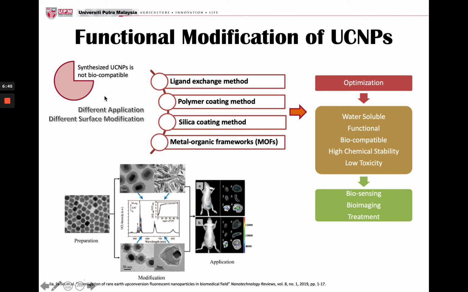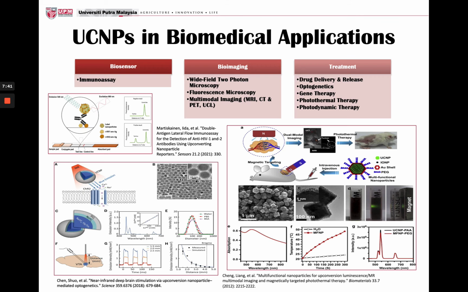Okay, the synthesized UCNP, upconversion nanoparticle, is not biocompatible. We need different surface modification in order to get ready for bio imaging or bio treatment, for any biomedical application. So these are the methods for surface modification. At the end, we need to do the optimization and field testing in order to get water-soluble, functional, biocompatible, high chemical stability, and low toxicity, so it is ready to be used in biosensing, imaging, and the treatment.